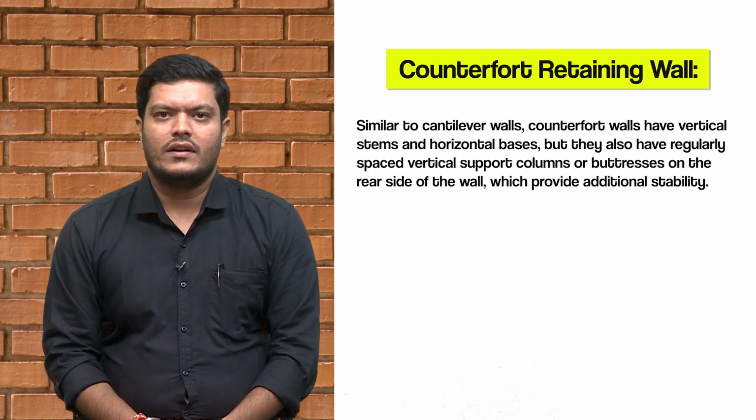Counterfort retaining wall. Similar to cantilever walls, counterfort walls have vertical stems and horizontal bases, but they also have regularly spaced vertical support columns or buttress on the rear side of the wall, which provide additional stability.